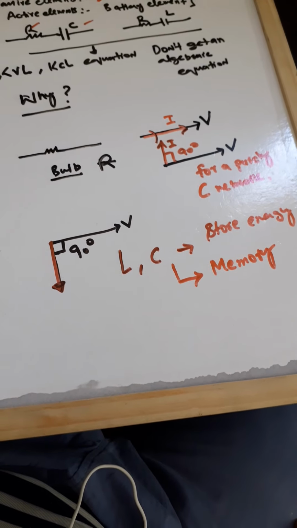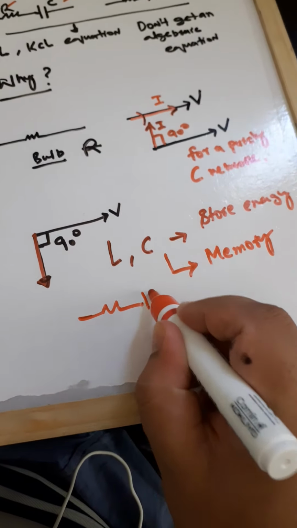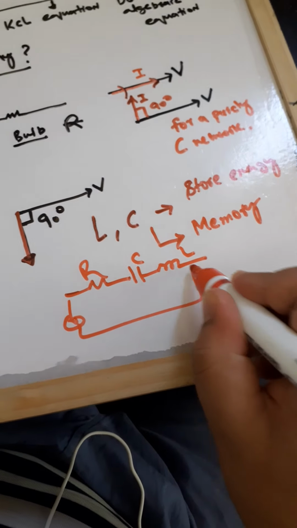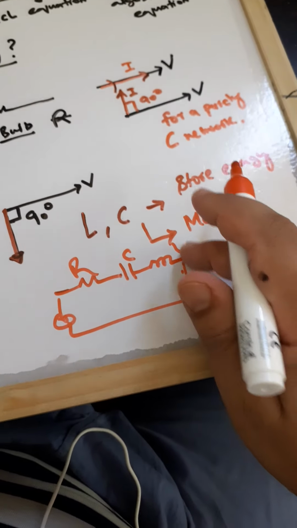If you have two elements, for example, R L and C, or R C and L series circuit like this, it is not a first order circuit, this is a second order circuit. So if you have two memory elements, this is a second order circuit. For this the discussion would be different. Now let's study about the properties.